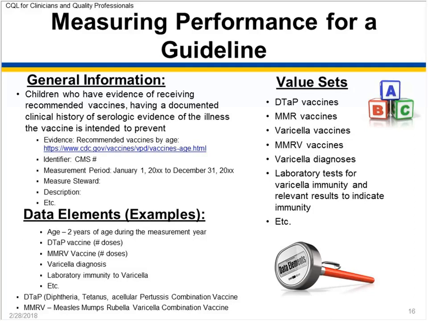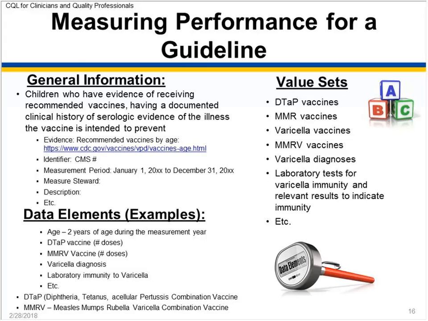Then there are data elements. So I need to know children aged 2 and under, or actually age 2 during the measurement year. I need to know specific vaccines, and there are just a few examples here: the diphtheria, tetanus, acellular pertussis combination vaccine, measles, mumps, rubella, varicella vaccine, varicella diagnosis. So there's a whole list of different data elements, and they're identified by value sets, so you can identify what the right elements are. And that helps to define what you need.